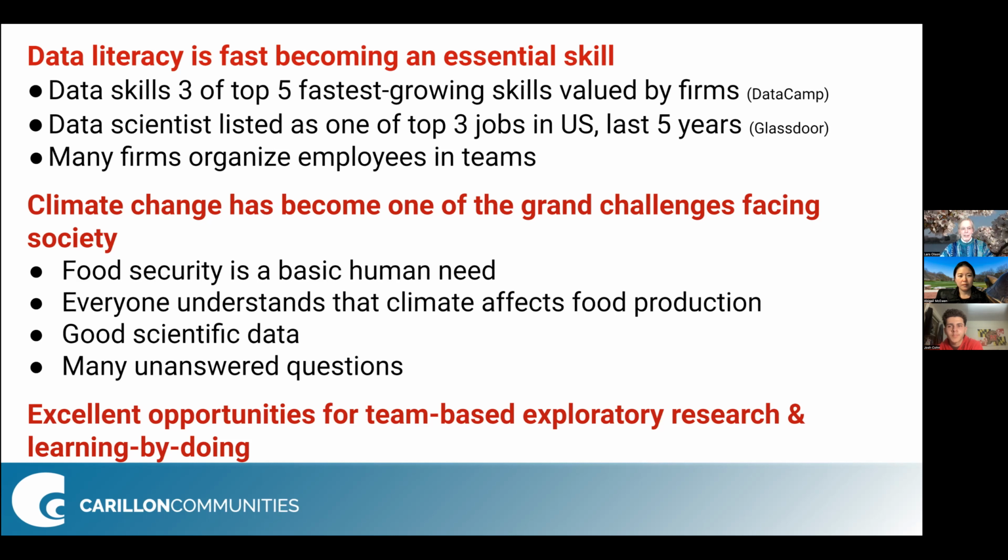Second, climate change has become one of the grand challenges facing society. Food security is a basic human need, and I think everybody understands that climate affects food production. There's excellent scientific data on the relationship between climate and agriculture, but there are still many unanswered questions. So this means there are excellent opportunities for team-based research from which you will learn by doing, working with state-of-the-art scientific data. Finally, Carillon communities are designed to provide a small college environment within the context of a large university like the University of Maryland.